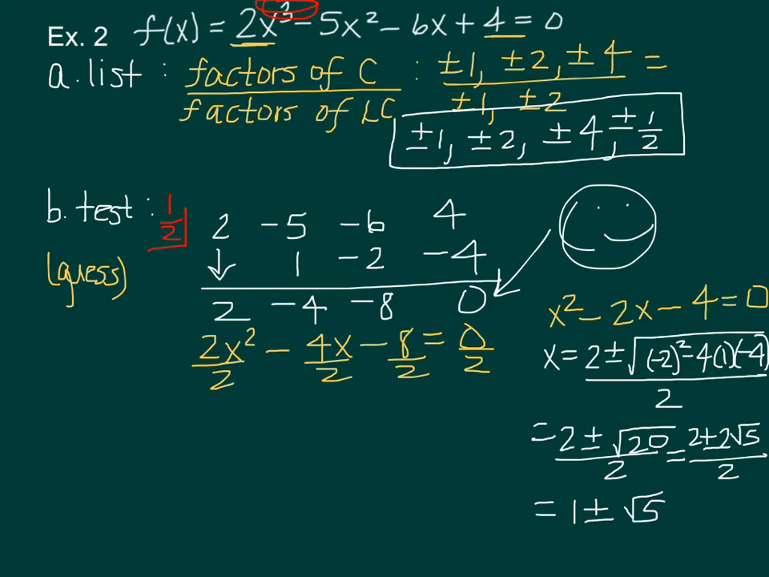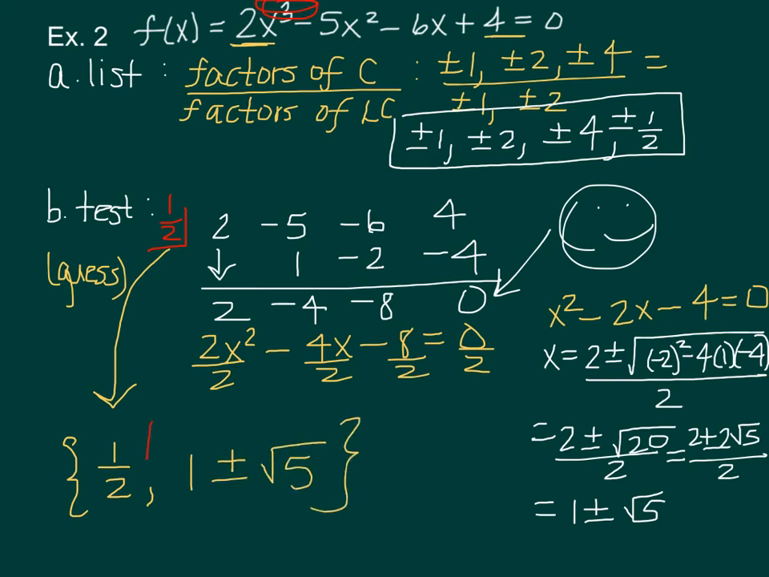So your roots are the one that worked. Don't forget about that one. 1/2, and then 1 plus or minus square root of 5. So actually there are 3 answers. 1, 2, 3.